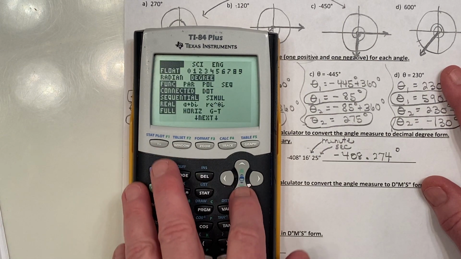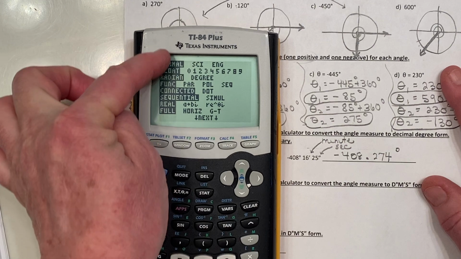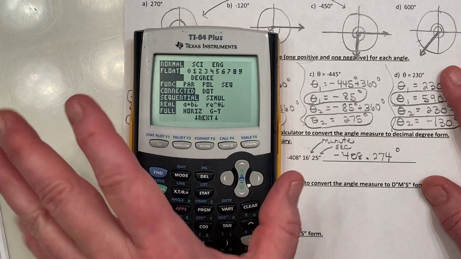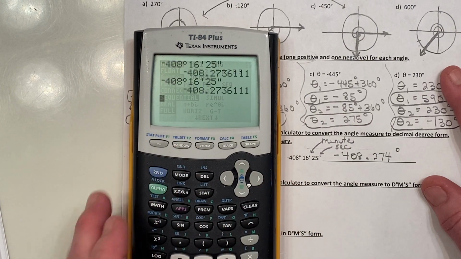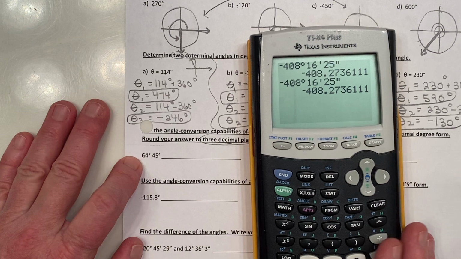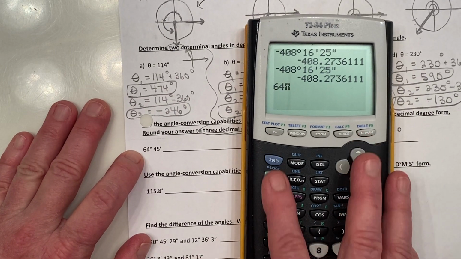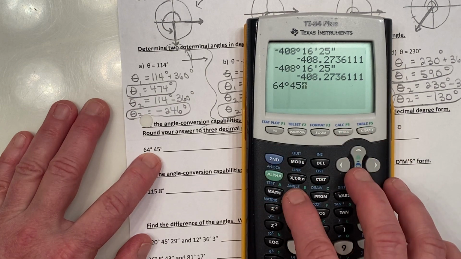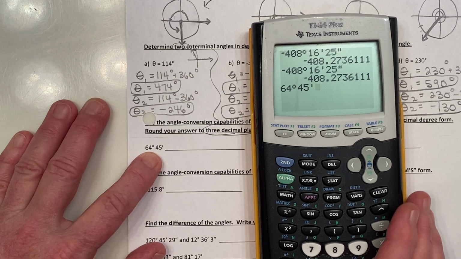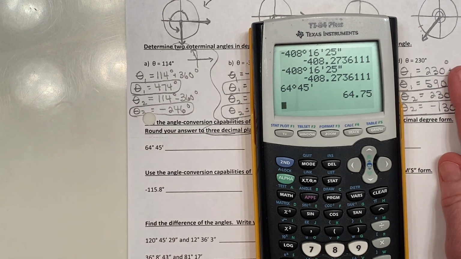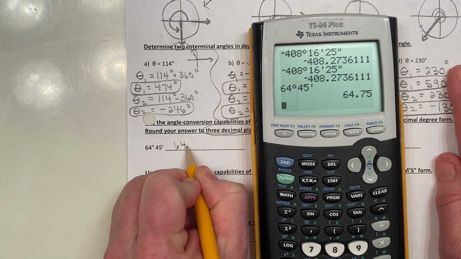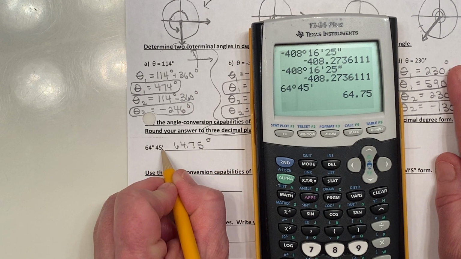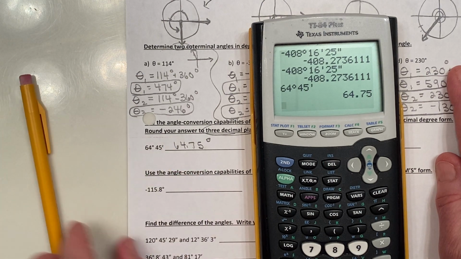It's just common practice at this point for what we're doing to leave everything down the left column highlighted. We'll be messing with the mode key later, but for this objective, we don't need to. All right, so practice this one right here. We have no seconds, just minutes. I'm just going to press enter. So 64.75 degrees. 0.75 is about 3/4, and 45 minutes is about 3/4 of 60 minutes.